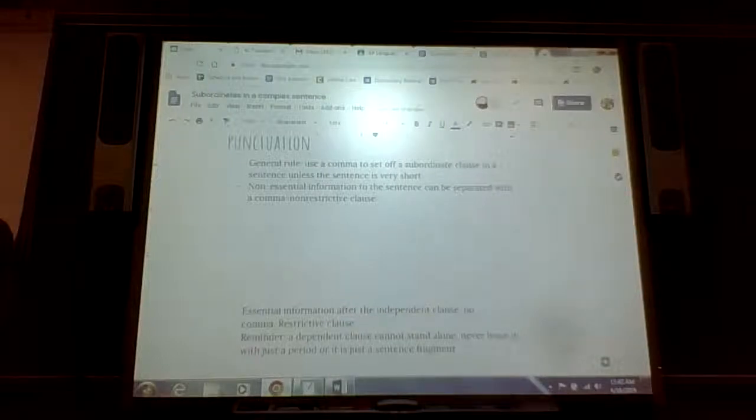All right, you're back up. Essential information after the independent clause, no comma, restrictive clause. Reminder, a dependent clause cannot stand alone. Never leave it with just a period, or it is just a sentence fragment, which has its place. We learned about that earlier, if you're trying to use subordination.